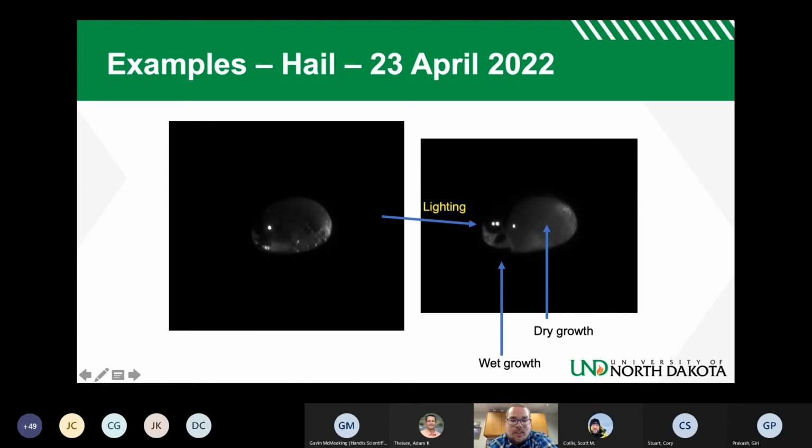And that suggests that maybe we could adapt this thing to warm season events, change the sampling volume, maybe adjust the lighting, and we could actually get information on hailstones.